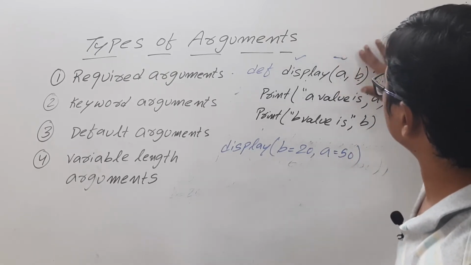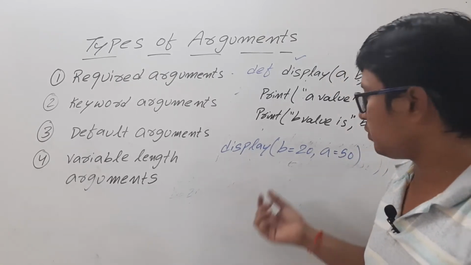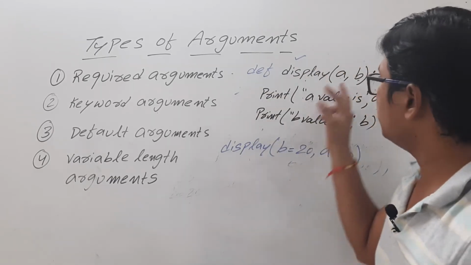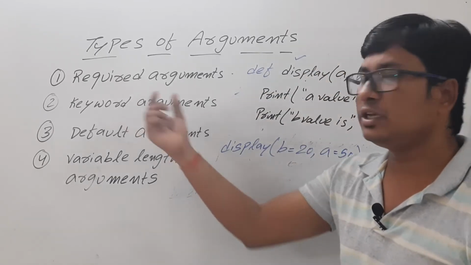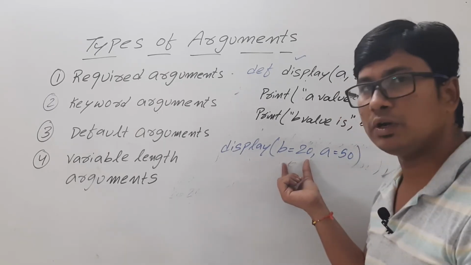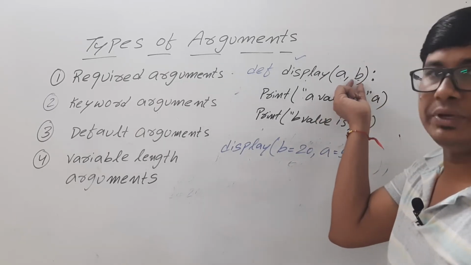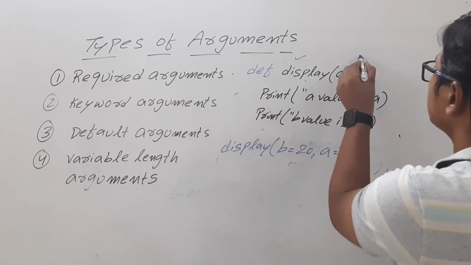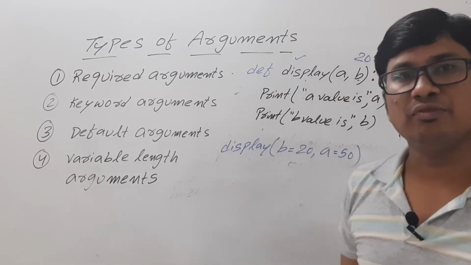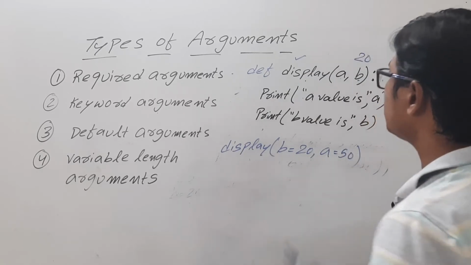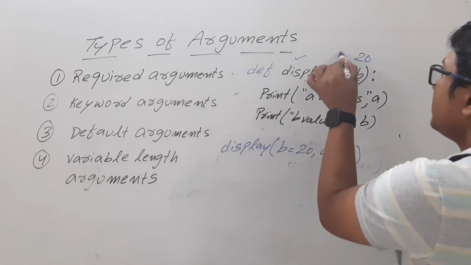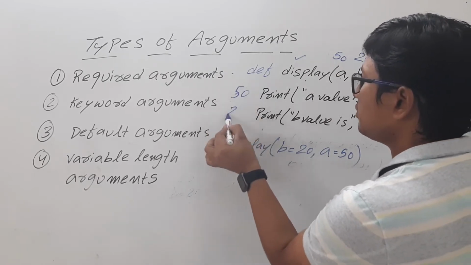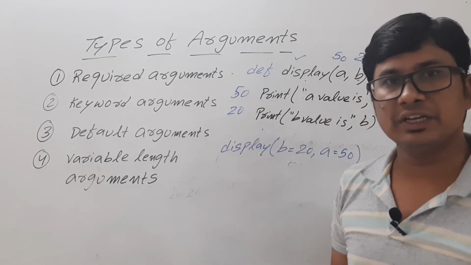Now remember one thing. If it is required arguments, we will just provide 20 comma 50, then A will consist of value 20 and B will have 50. But this is a keyword argument. So now B is equal to 20. It will search where B is in the function definition. Here the B value is there, so B will consist of value 20. And similarly A is equal to 50, so the A value will be 50. So then 50 will be displayed and 20 will be displayed. I hope it is very clear for you.